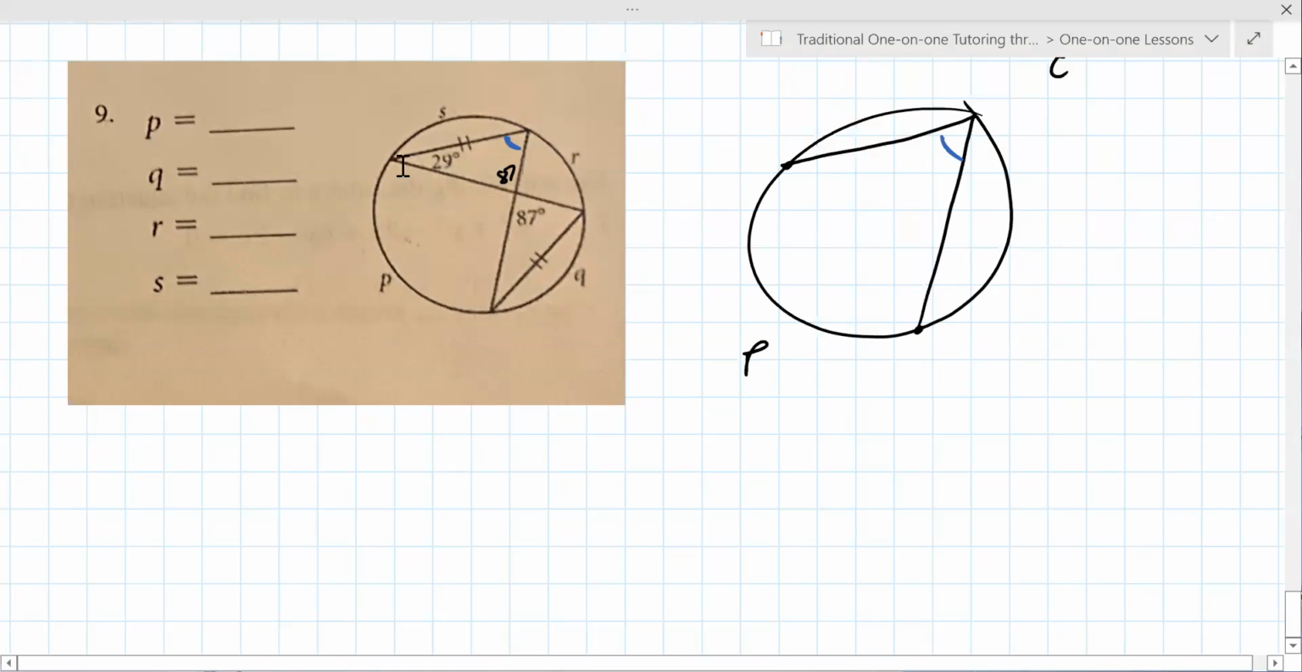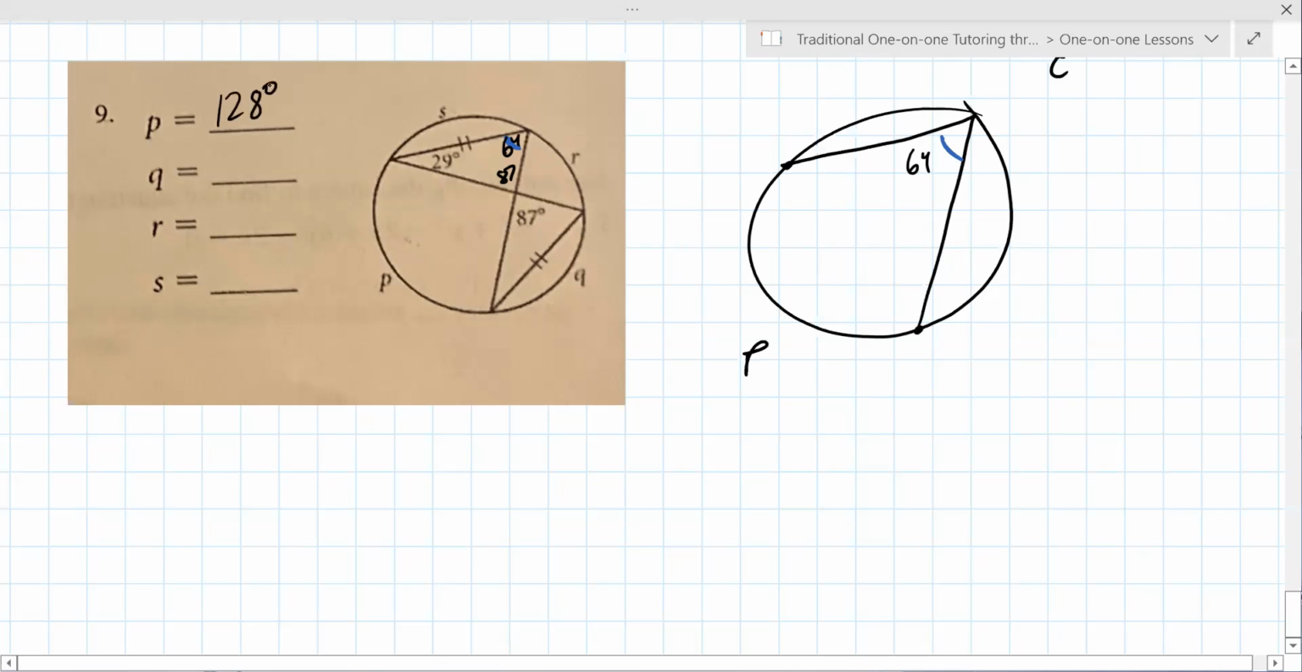It'll have to equal 180 degrees total, which makes the missing angle, 29 plus 87 is 116, and then 180 minus 116 is 164. Wait, no, that's not right. Just 64, yes. So the angle there is 64. And that means that P will be 128.